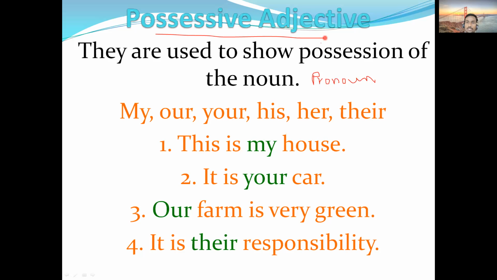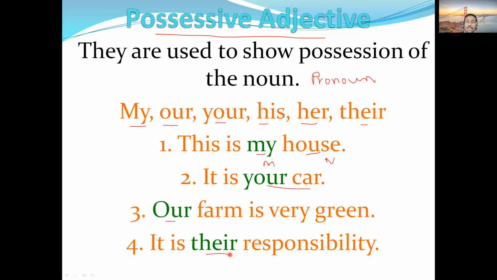So here possessive adjectives are like my, our, your, his, her, their. They can be used as possessive adjectives. For example, we can say my car, my house, my home, my class, my nation, my state, my village, my whatnot. Same you can say our, your, his, her, their. So this is my house. My is a possessive adjective, house is a noun. Your car, your is a possessive adjective, car is a noun. Our farm is very green. So our farm, our is a possessive adjective. It's their responsibility. There, their is a possessive adjective.